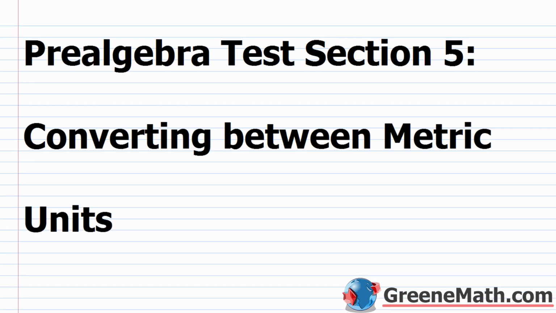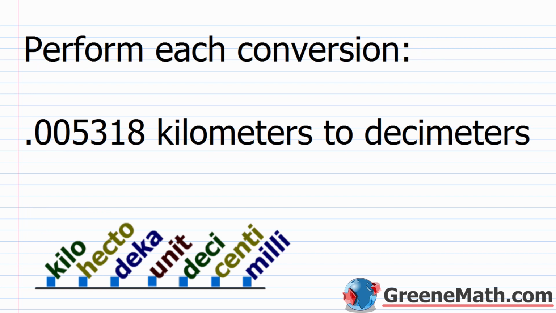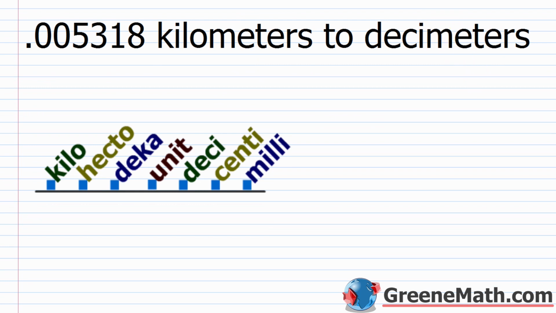Hello and welcome to Pre-Algebra Test Section 5 on converting between metric units. All right, so we want to perform each conversion. And we're going to start out with 0.005318 kilometers to decimeters. Now, for metric conversion, the simplest way to do it is to use a prefix chart.